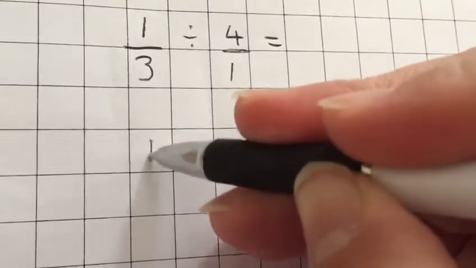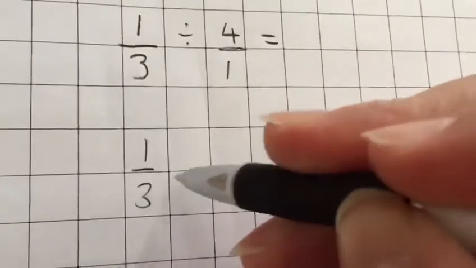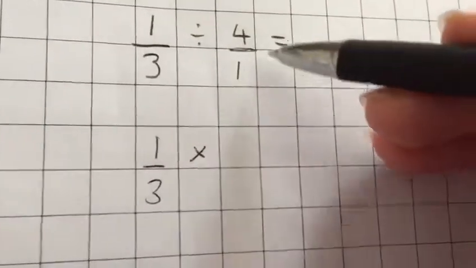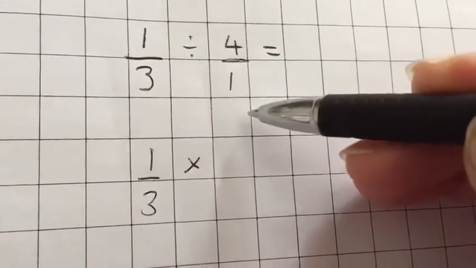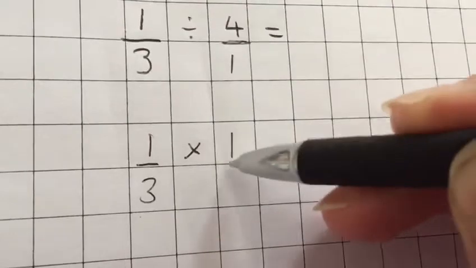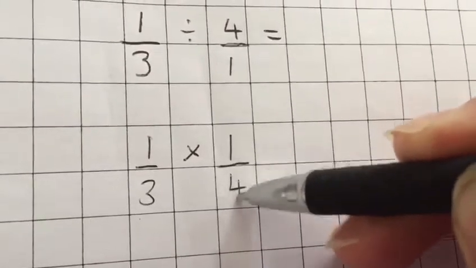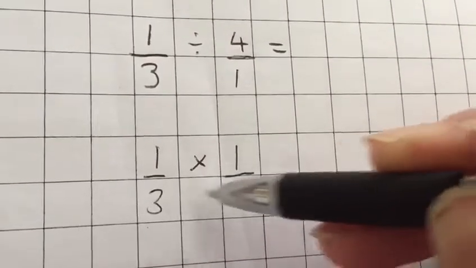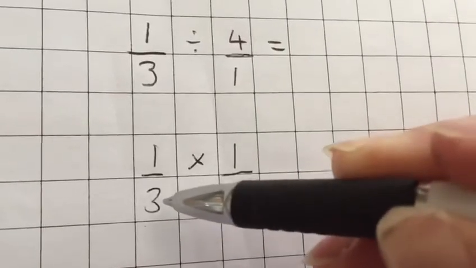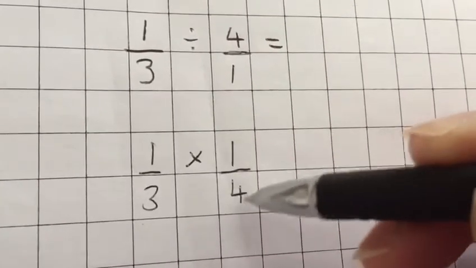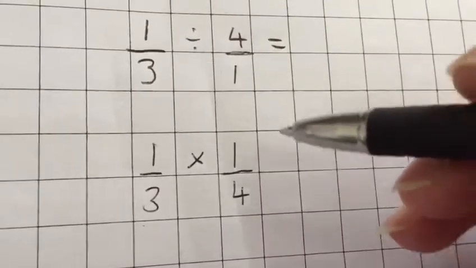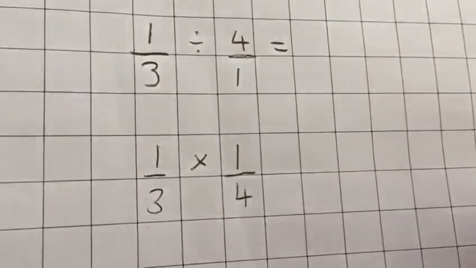So what we do is we've got 1/3 and then we're going to multiply it by the 4 over 1 but flipped. So it would actually be 1 over 4. And when we do this multiplication step, what it will mean is this thirds is actually then divided by the 4 equal parts. But to do it, we do this times instead.